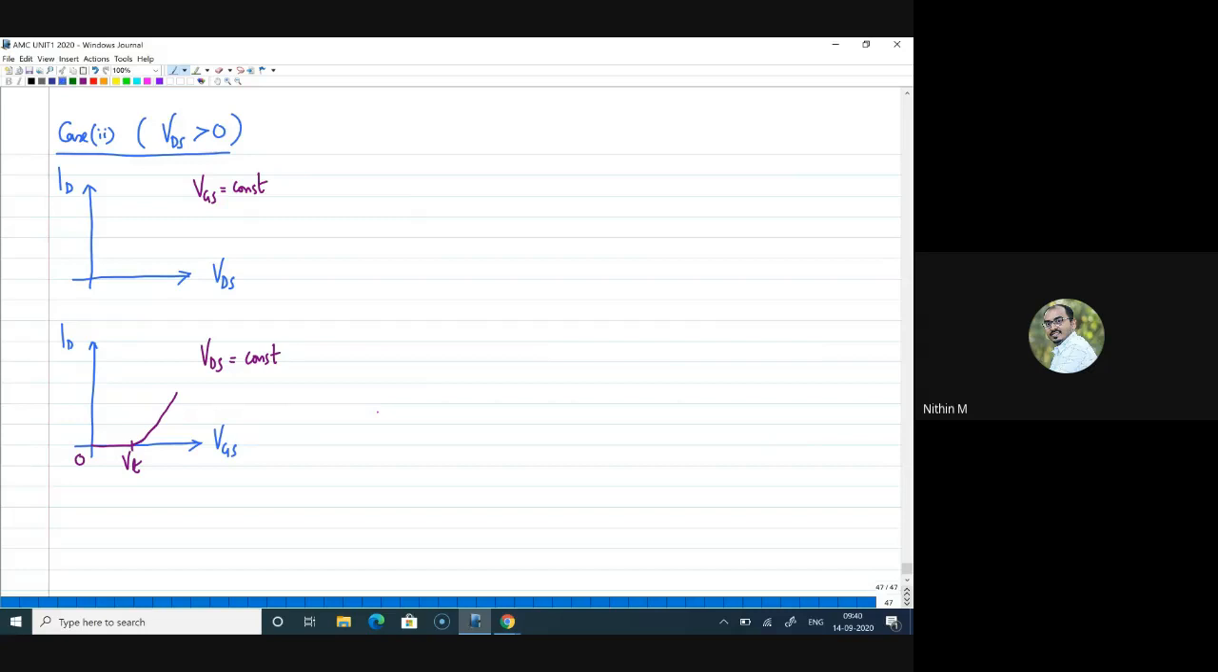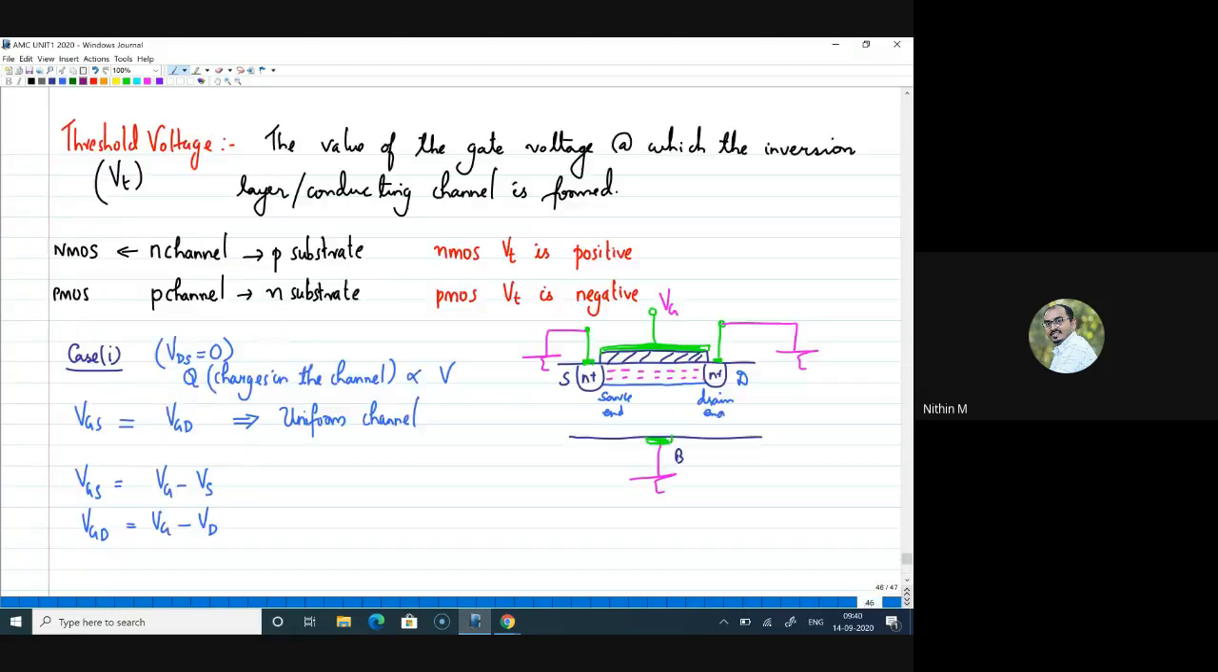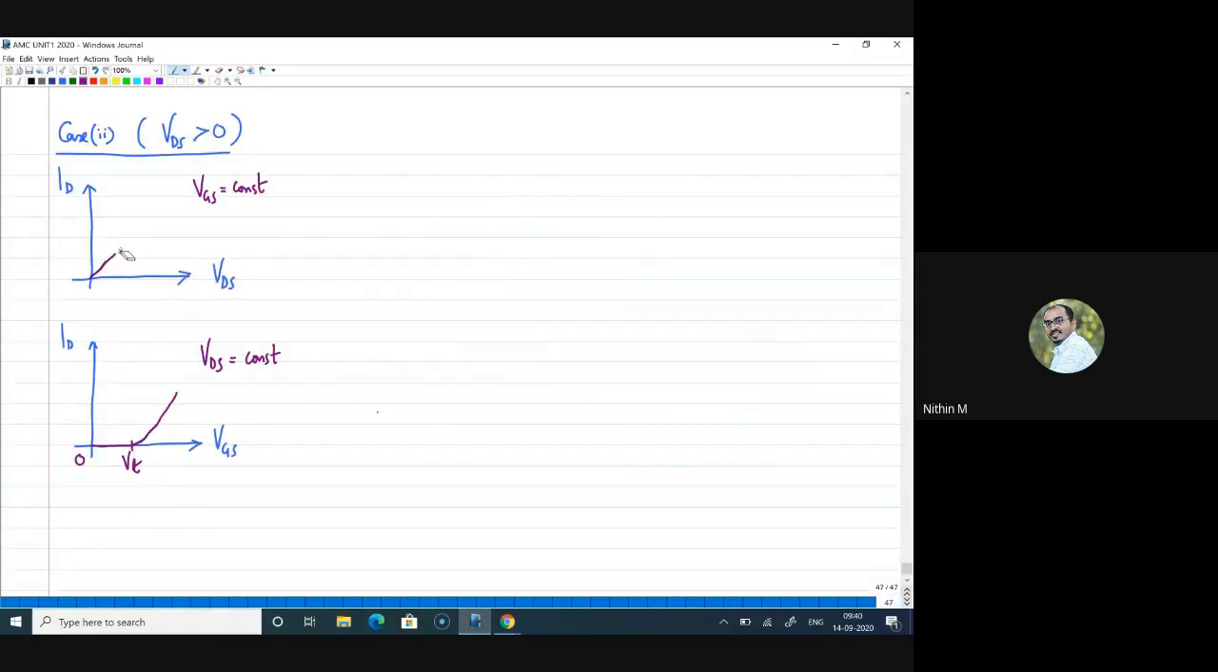Now what can I expect? If I'm applying a VGS, I can expect a current. Now how will that be? As you increase VDS, I'll get a current. If you look at the structure, if you apply VDS, you can expect a proportional current because between source and drain there is a conducting channel, though it is not a pure conductor. So as you increase voltage, you will get an increase in current, and it is more like a linear response.